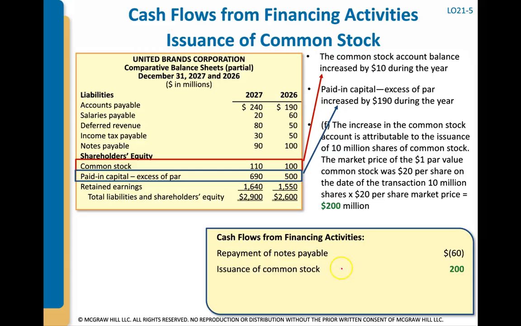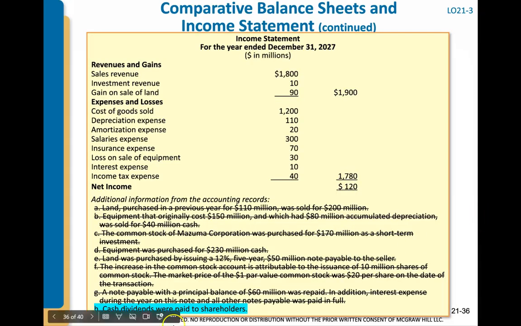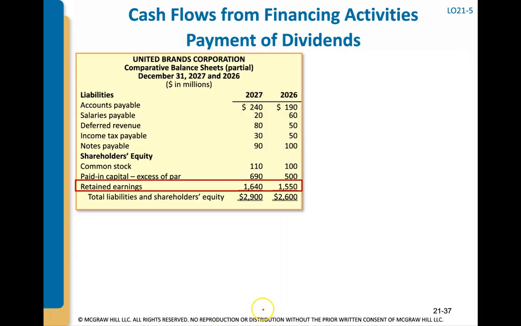But here on our statement of cash flows, we say issuance of common stock 200, right? Because we got the cash for it. Lastly, we got item H. It says cash dividends were paid to shareholders. Okay, but it didn't tell us for how much. So how are we going to figure out how much cash was actually paid to the shareholders? How much do we pay in dividends?